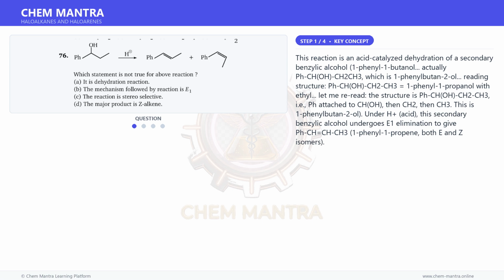This is 1-phenylbutan-2-ol. Under H+ acid, this secondary benzylic alcohol undergoes E1 elimination to give PhCH=CH-CH3, 1-phenyl-1-propene, both E and Z isomers.